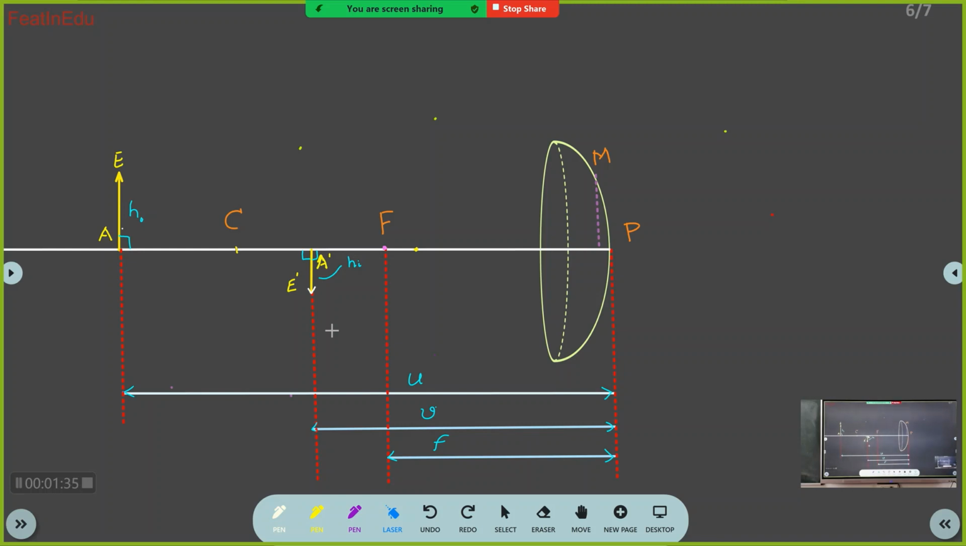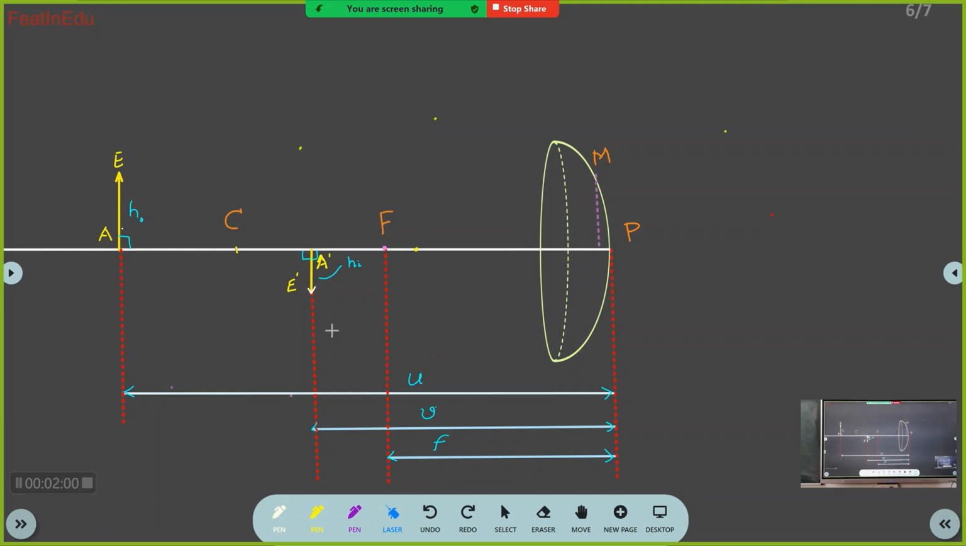So you have got five physical quantities: the object height, the image height, the object distance, the image distance, and the focal length. And all of them are interrelated. We have seen that experimentally, and we also conducted theoretical experiments. So that means they are all interrelated. There is a relation between them. And what is the relation?